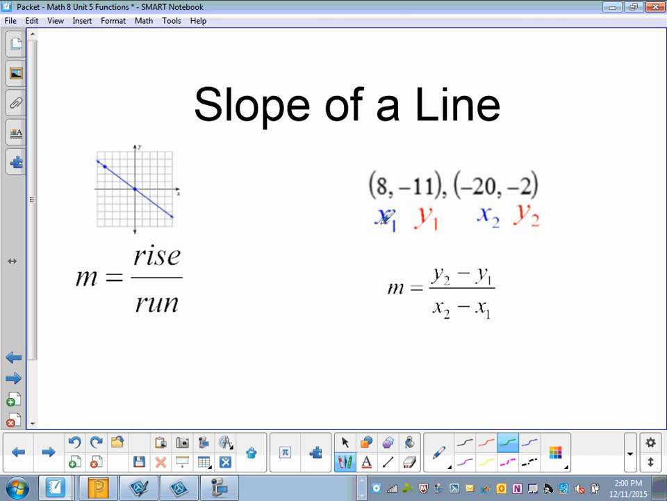We'll label the first point x sub 1, y sub 1, and x sub 2, y sub 2 for the second point, and we'll plug it into the slope formula. m is equal to y sub 2 minus y sub 1 over x sub 2 minus x sub 1. So we're going to subtract our y's and divide it by subtracting our x's.